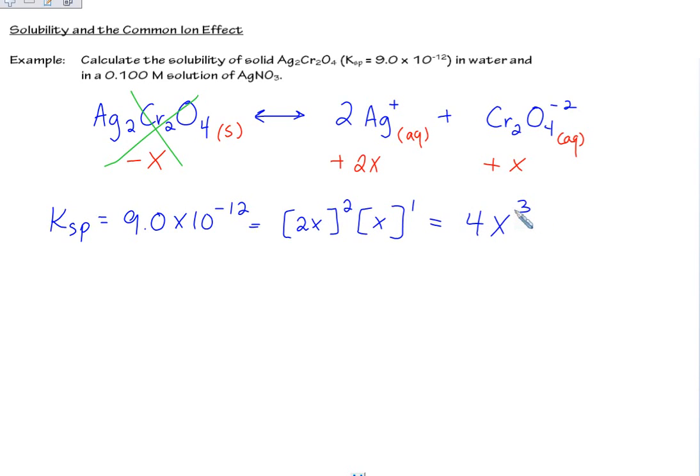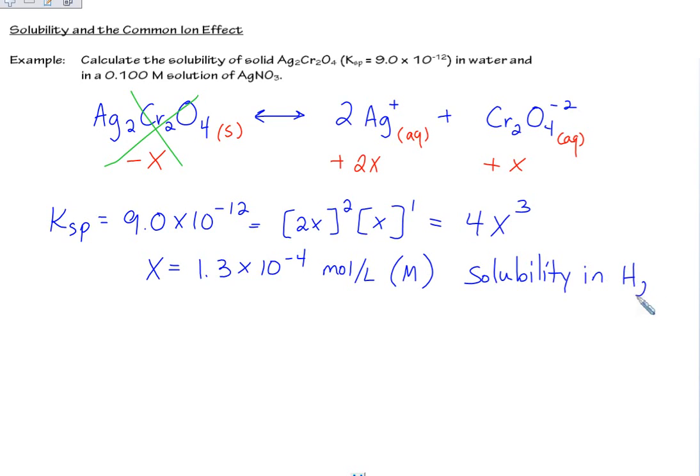So we'll solve this for x. Maybe leave 2 sig figs. X is about 1.3 times 10 to the -4th. You could say moles per liter, or big capital M molarity. 1.3 times 10 to the -4th moles of that original compound will dissolve in a liter of water. So we'll make note of that. That's the solubility in water.